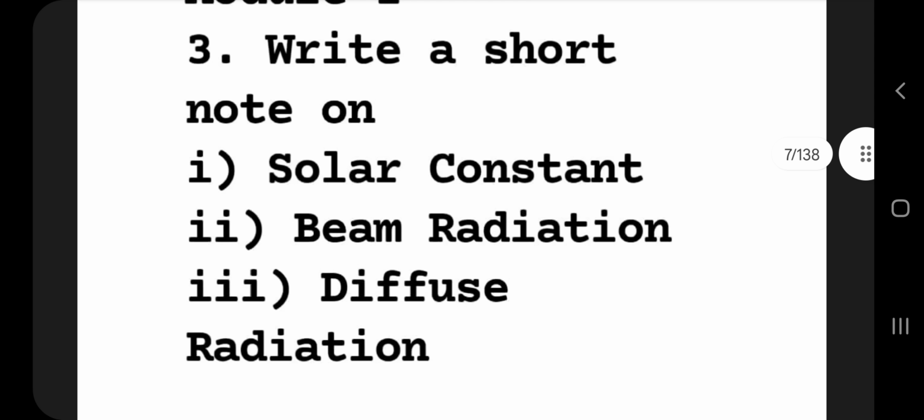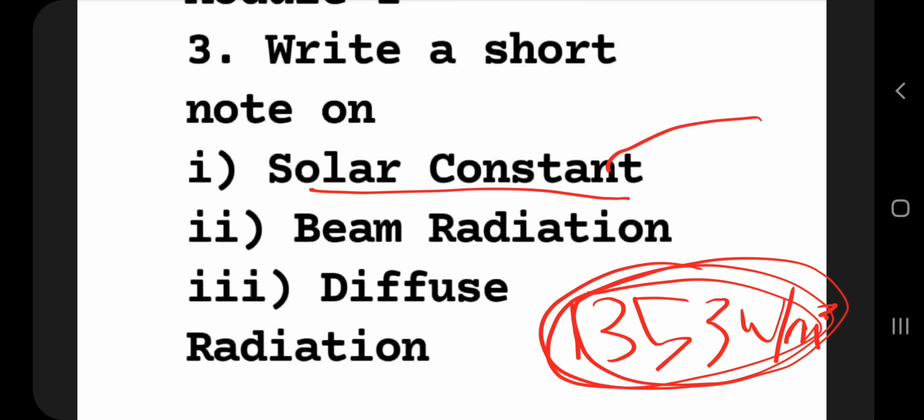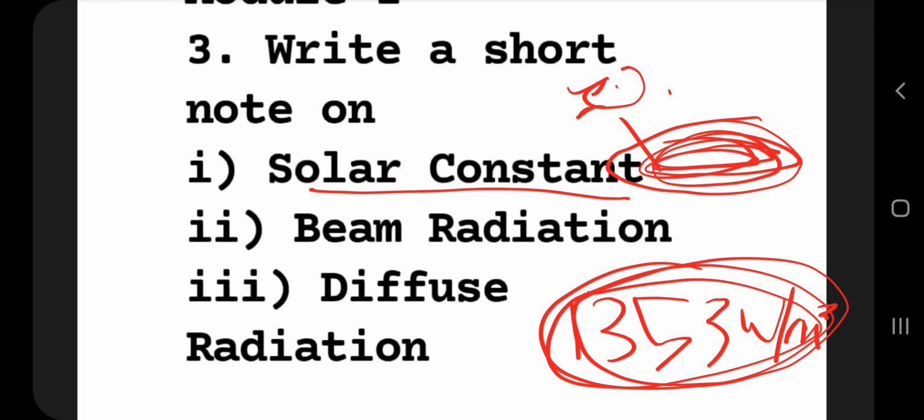Next question, write a short note on solar constant, beam radiation and diffuse radiation. Let me tell you what are the key points in this. Solar constant is a constant defined as 1353 W per meter square. This is the constant defined for how much sun radiation is coming at a particular area. That's all. Fine.